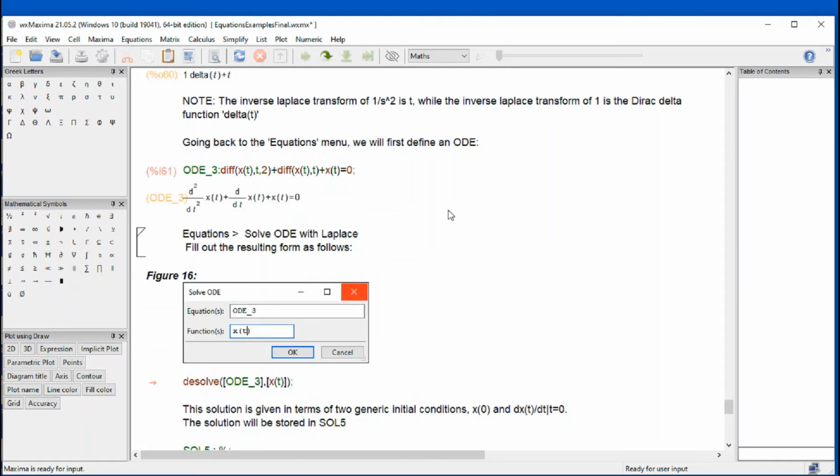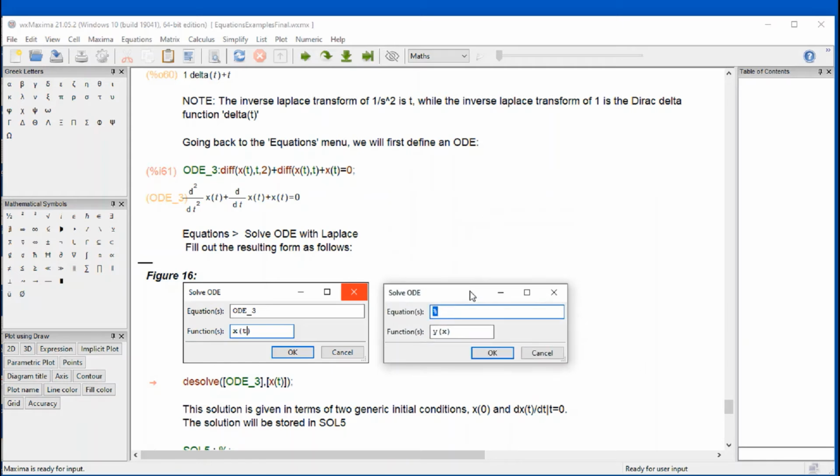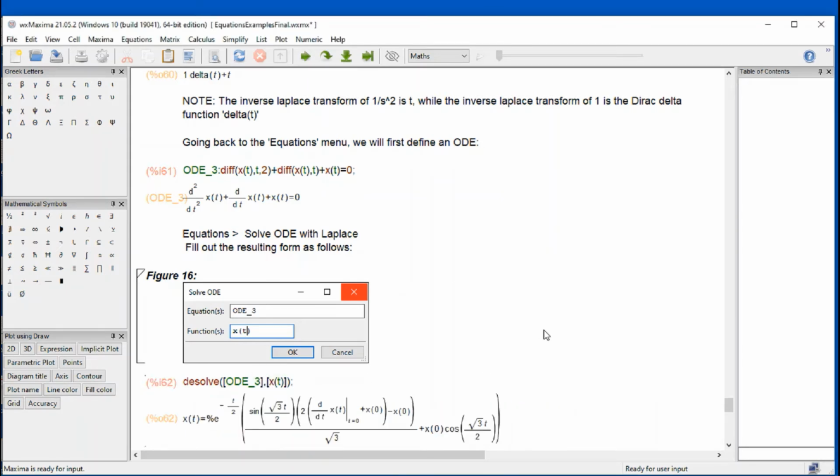We type this equation here, a second order equation, and then we use equations, solve ODE with Laplace. We'll trigger this form, and for example here we load ODE 3 and solve for x of t, and we get this solution.